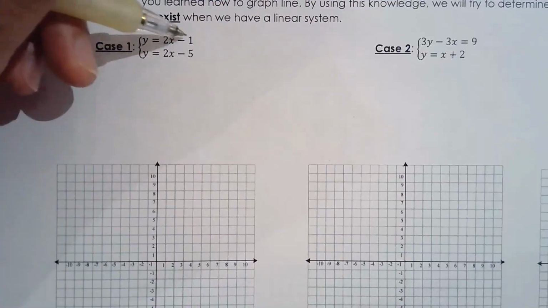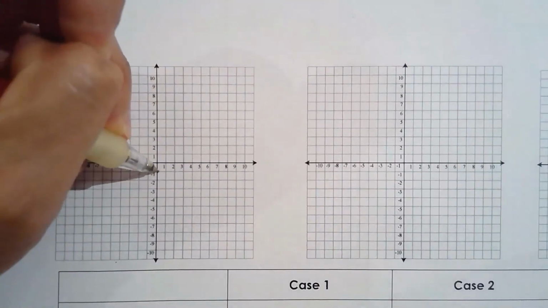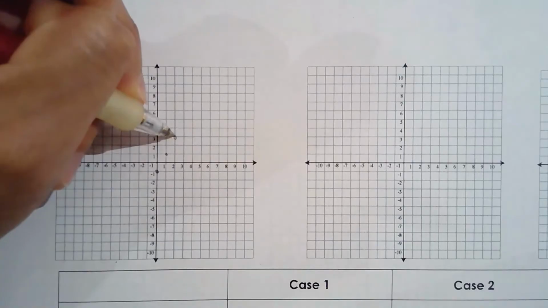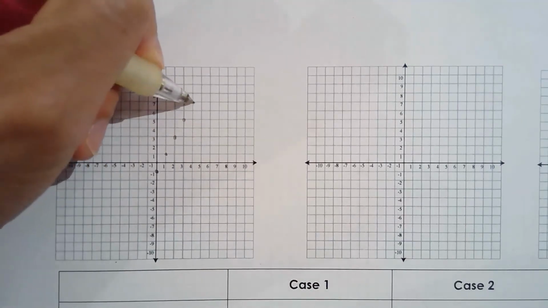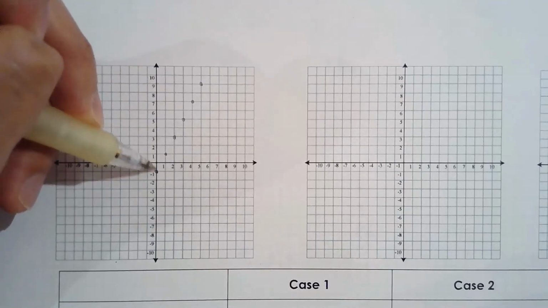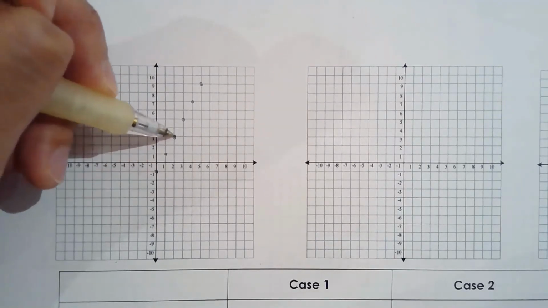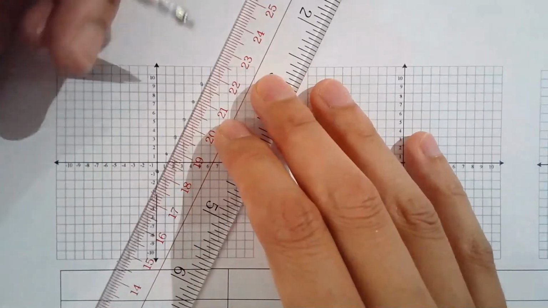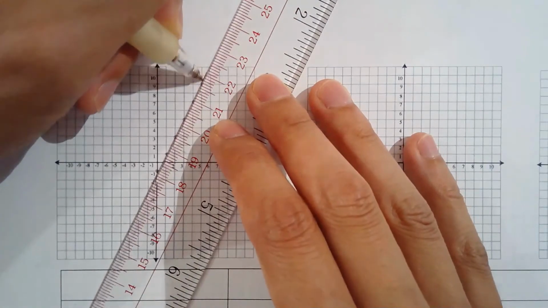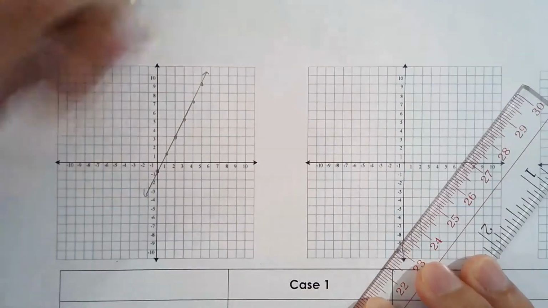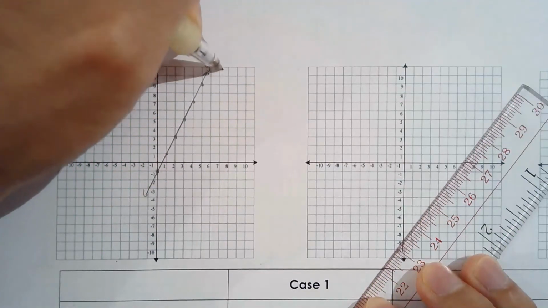So the first line has a y-intercept of -1 and a slope of 2. And remember to give yourself more points. It really helps when you sketch the line or graph the line. So 2 up, 1 to the right, 2 up, 1 to the right, because the rise is 2 over 1, which is the same as 2. That's my first line. So it's y equals 2x minus 1.